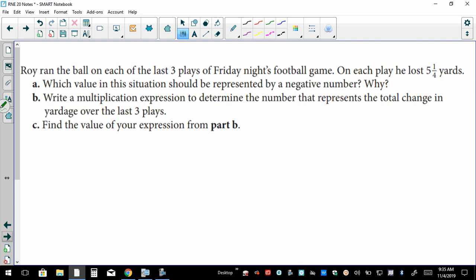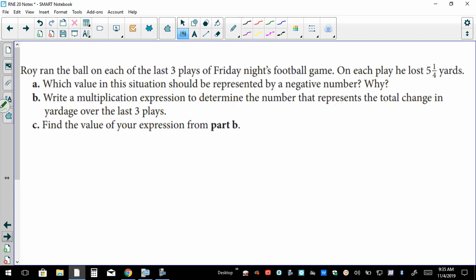Work on this one on your own. Let's see what we got. It's the next page in your notes. It says Roy ran the ball on each of the last 3 plays of Friday night's football game. On each play, he lost 5 1/4 yards. That sounds like our game on Friday, actually, doesn't it? Terrible. Or Saturday. So he's at a loss on the last 3 plays, 5 1/4 yards.